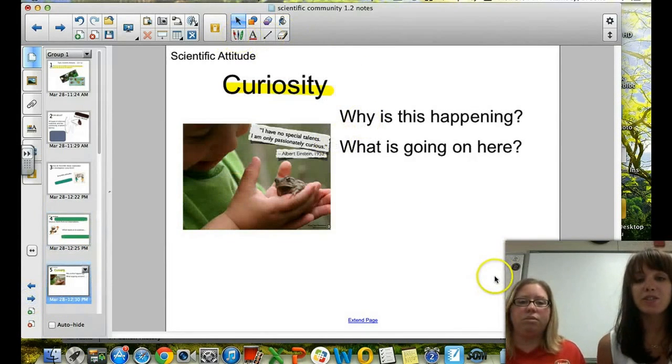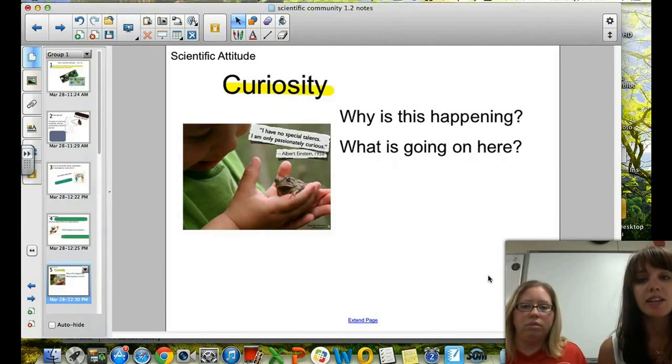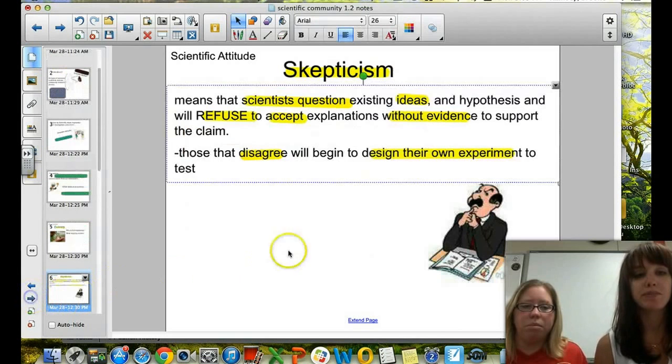So one of the attitudes in the scientific community that all scientists share is curiosity. Like this kid right here. He's picking up the frog and he's wondering what is happening, what is going on here. He's observing the world around him and being curious about it.